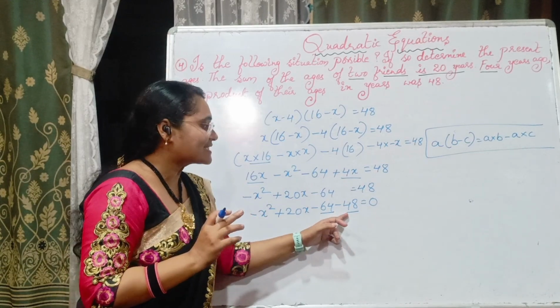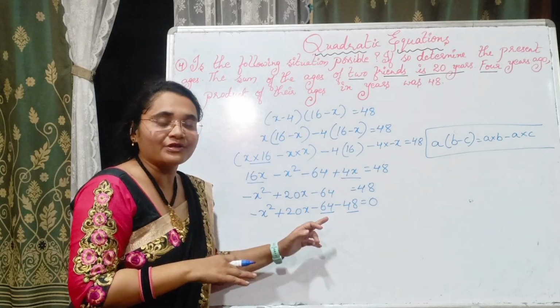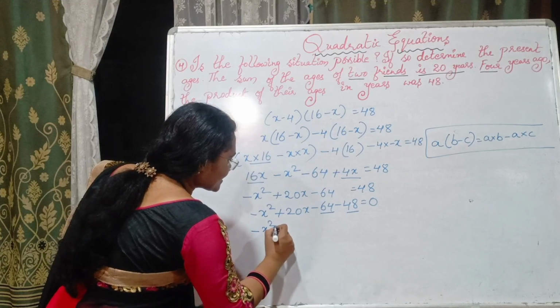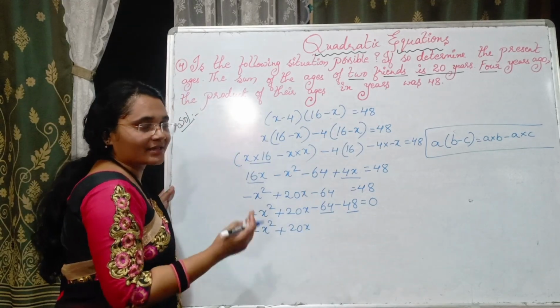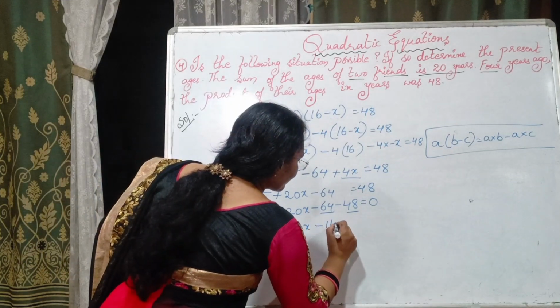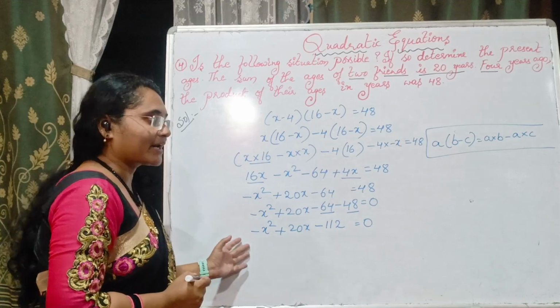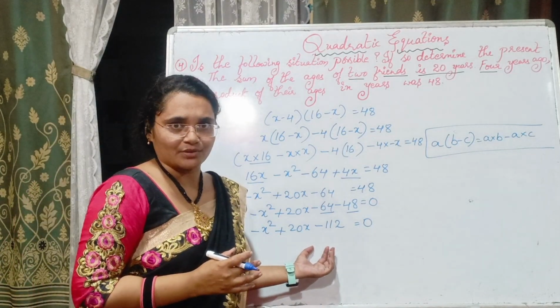Whenever you are seeing two same symbols, blindly add them, and whatever the symbol is in front of it, you can place the same symbol. So here we will get minus x square plus 20x minus 64 minus 48, which gives the value minus 112 is equal to 0. So this is our quadratic equation. Now we want to find the roots of this quadratic equation.